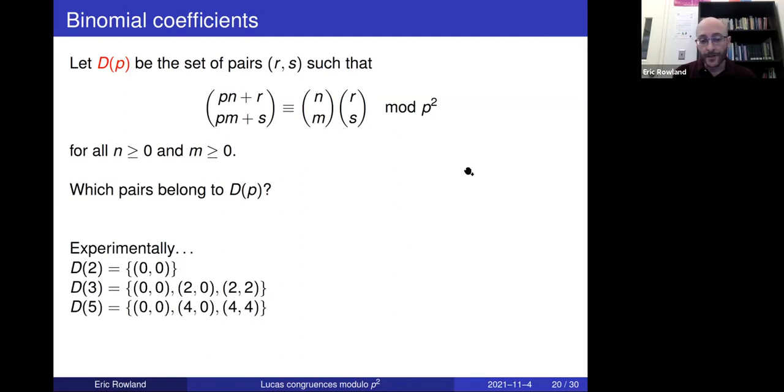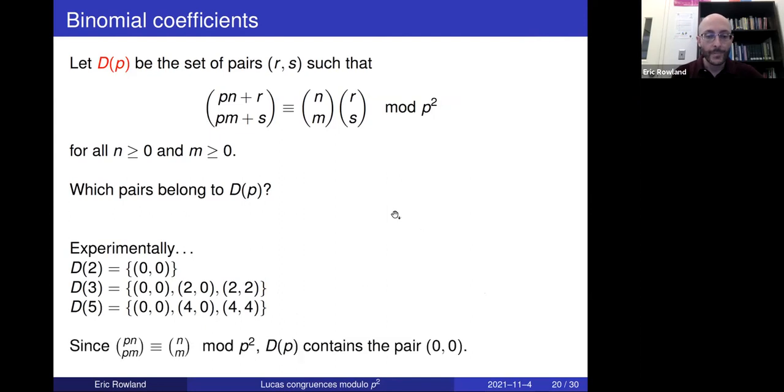And again, we can do some experiments. For the prime 2, it seems that there's only one pair of digits, which is 0, 0. For the prime 3, it seems there are 3 pairs, also 3 pairs for the prime 5. We know that the pair 0, 0 is always going to be there because of this congruence. So this congruence always holds. That is a Lucas congruence for R equals 0 and S equals 0. So there's at least one point in this set.